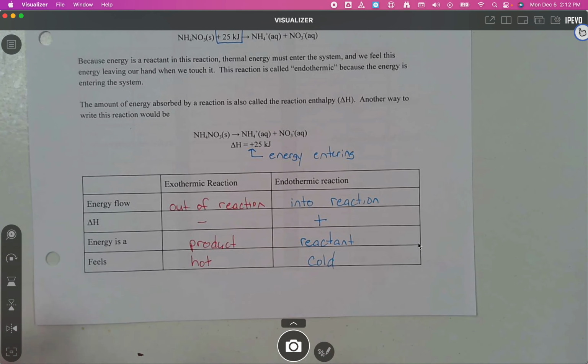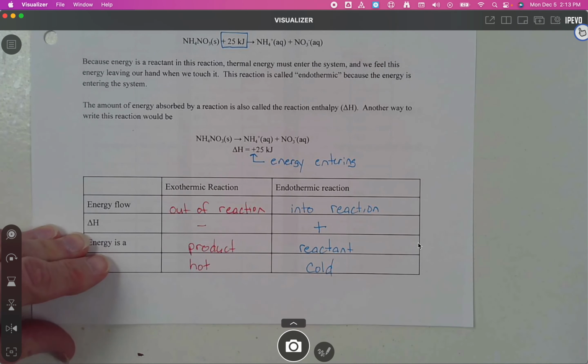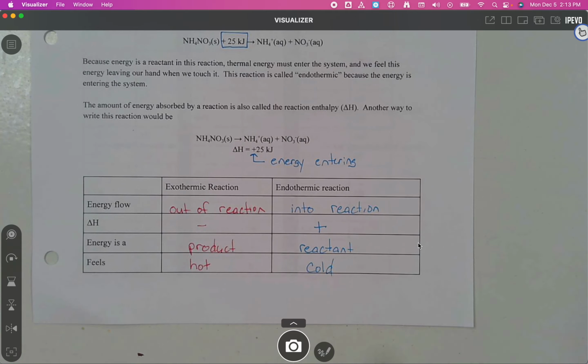So we basically have two kinds of reactions. We have an exothermic reaction where the energy flow is out of the reaction. Just like your checkbook, when money flows out, it's negative. Energy is a product of the reaction, and an exothermic reaction feels warm or hot. Whereas in an endothermic reaction, the energy flows into the reaction. It's got a positive sign, because when money's flowing into your checking account, you use a positive sign. Energy is a reactant, and because energy is flowing into the reaction, it's leaving someplace else, like your hand, and if you touch it, the reaction's going to feel cold.